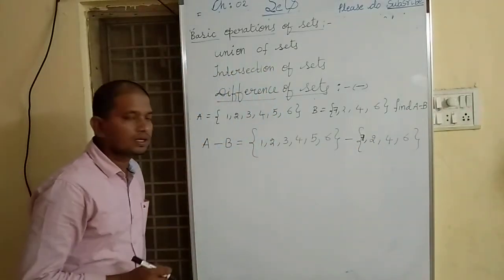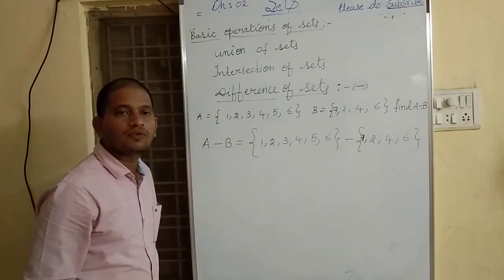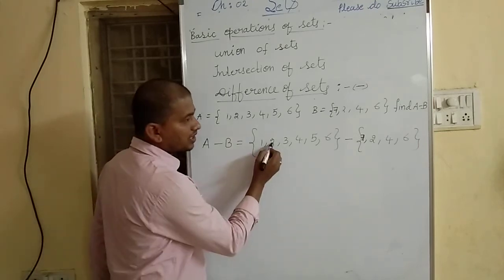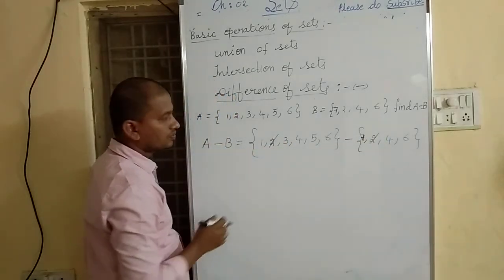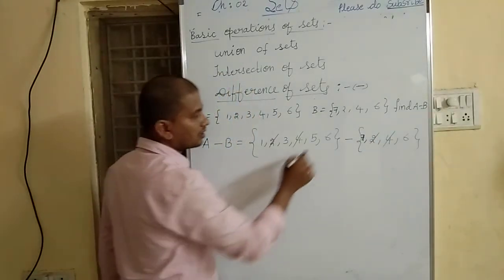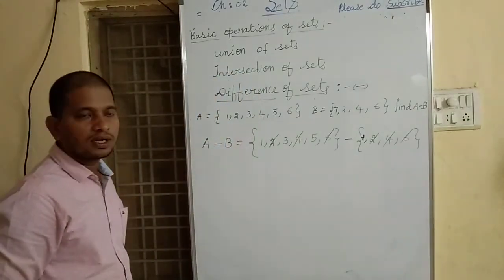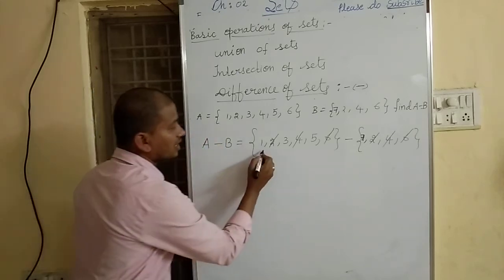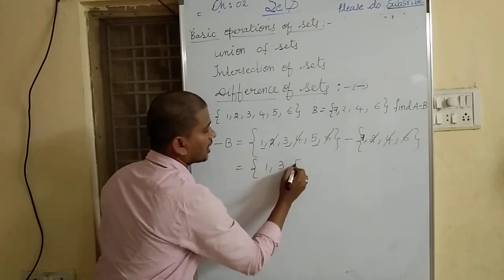What do you mean by A minus B? Set of elements in A but not in B. See here, 2 is there, here also 2 is there, so don't write 2. Here 4 is there, here also 4 is there. You can cancel. Here 6 is there, here also 6 is there. Okay, what is A minus B? A minus B is nothing but only the elements in A but not in B. So the elements left over in A are 1, 3, 5.